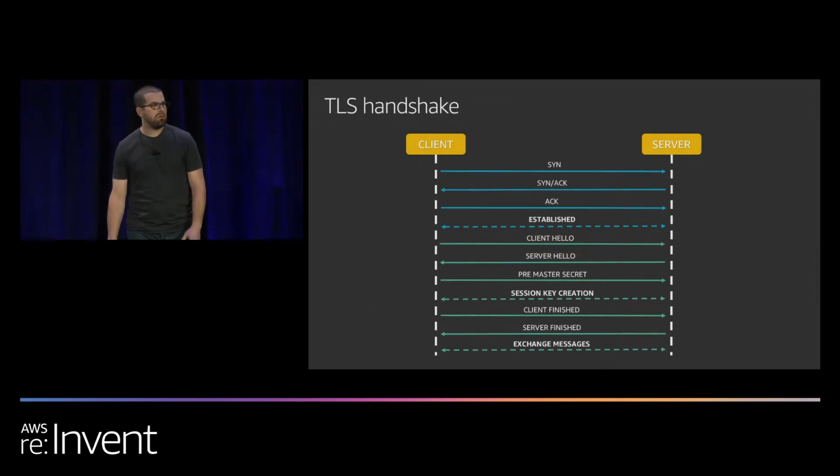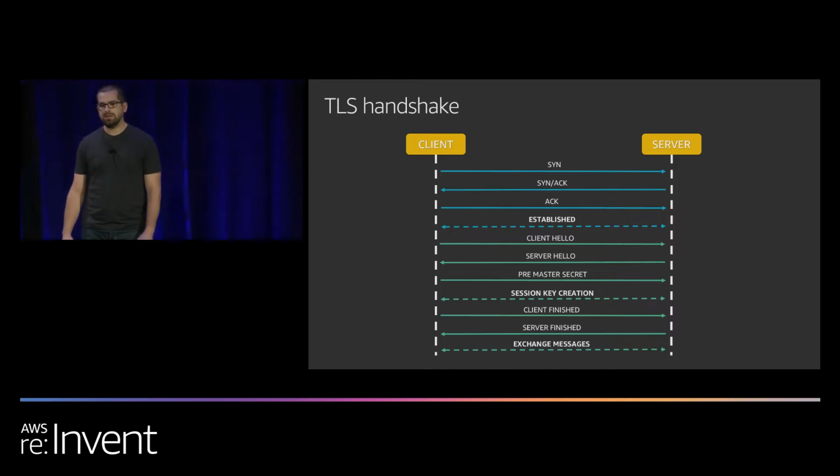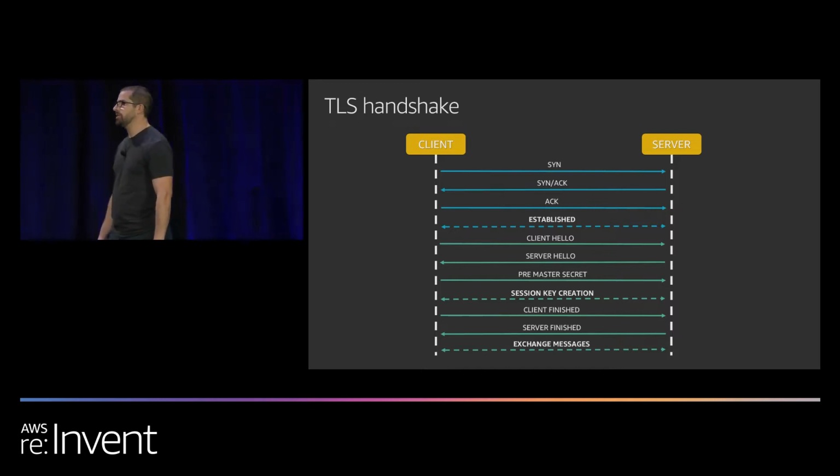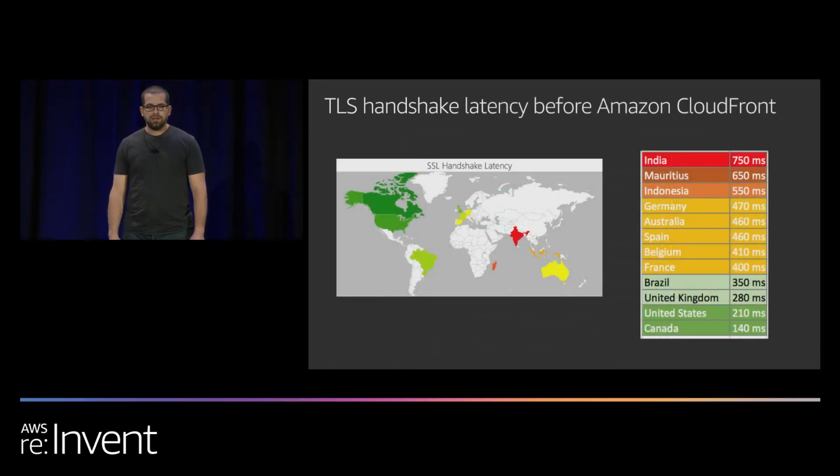Some of you may remember this from school or studying for job interviews, but there's a lot that goes into a TLS handshake. There's a lot of information that needs to be exchanged. And so we thought, and it turns out that it was correct, that we might have an issue with this particular handshake, that it might be creating an excessive amount of latency for our customers, especially around the world.